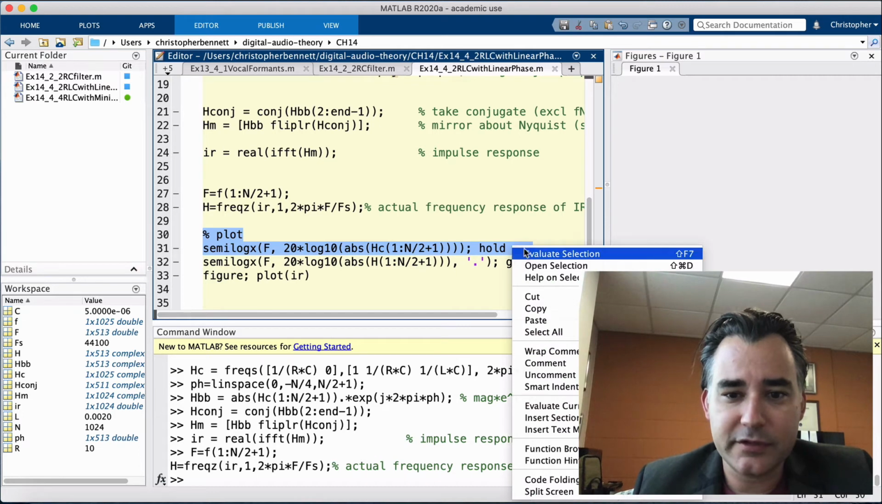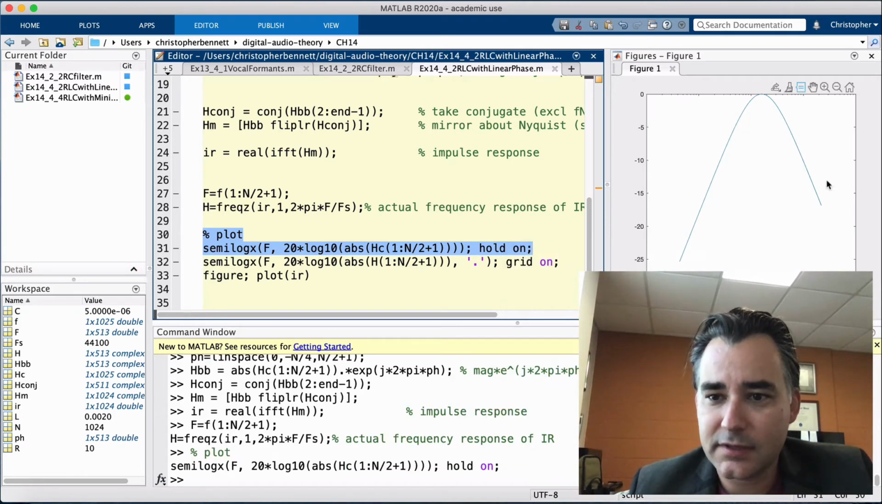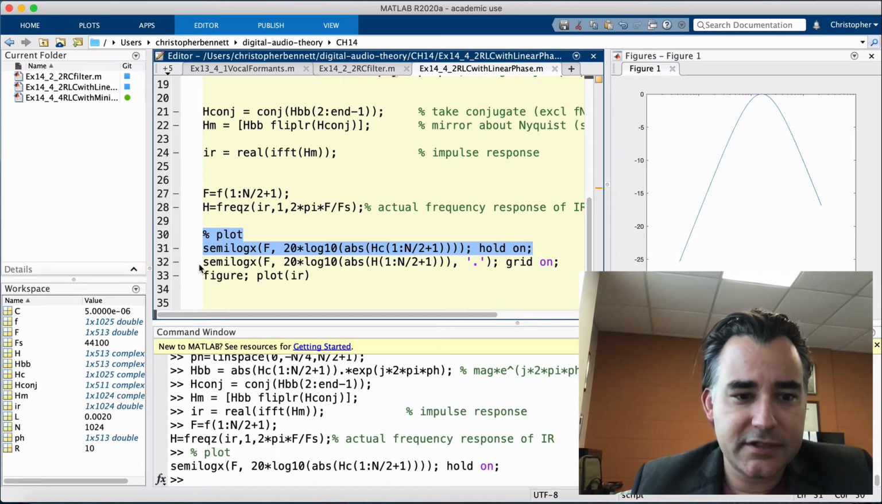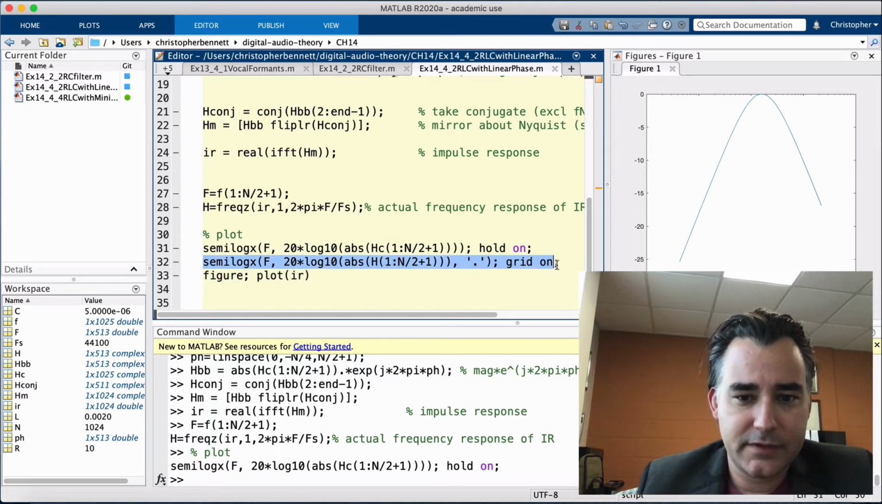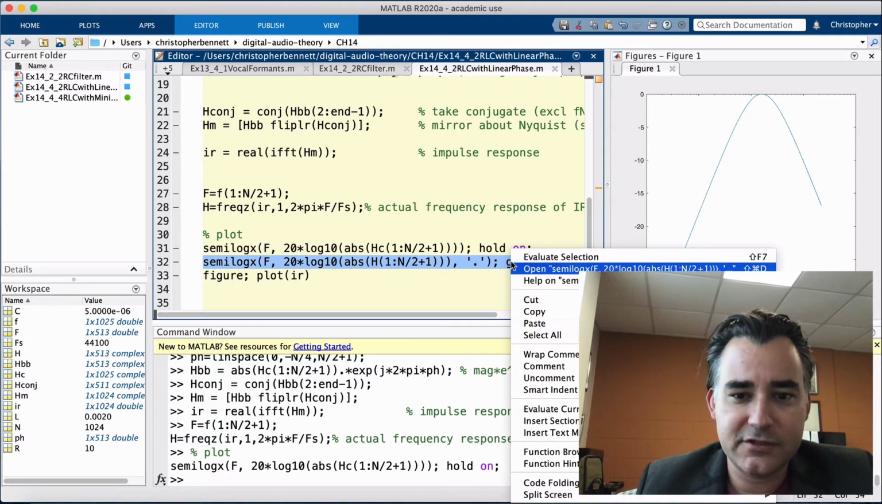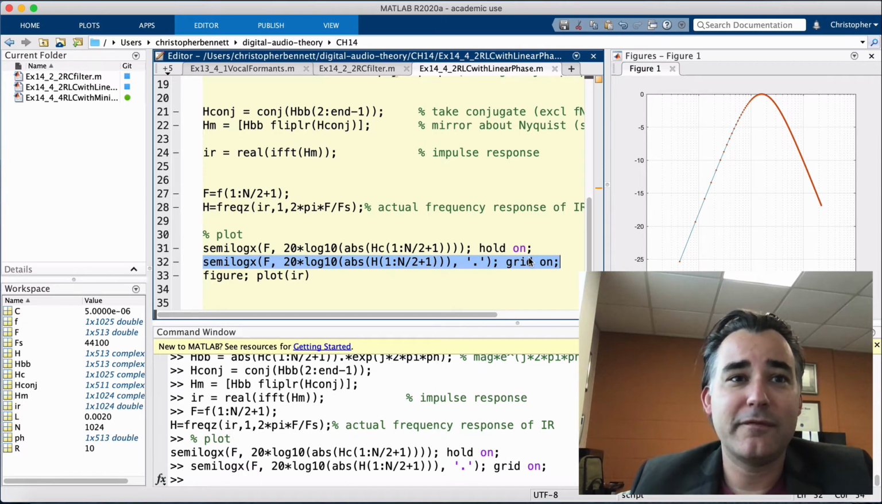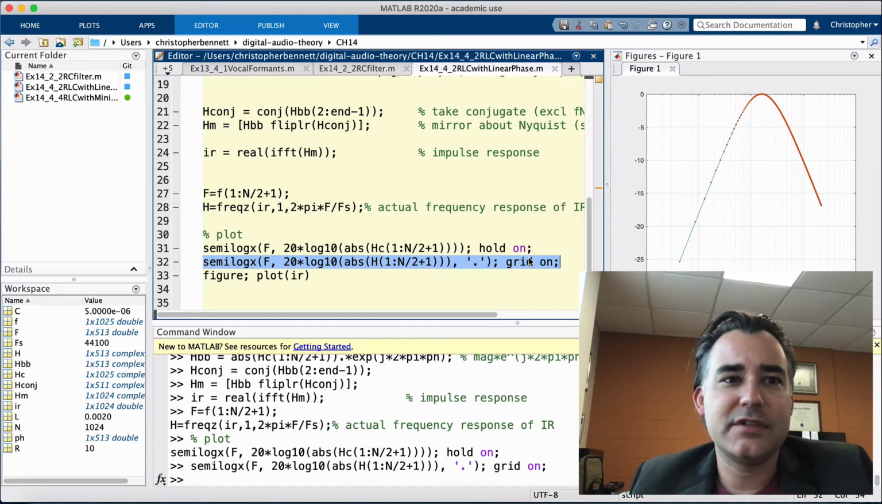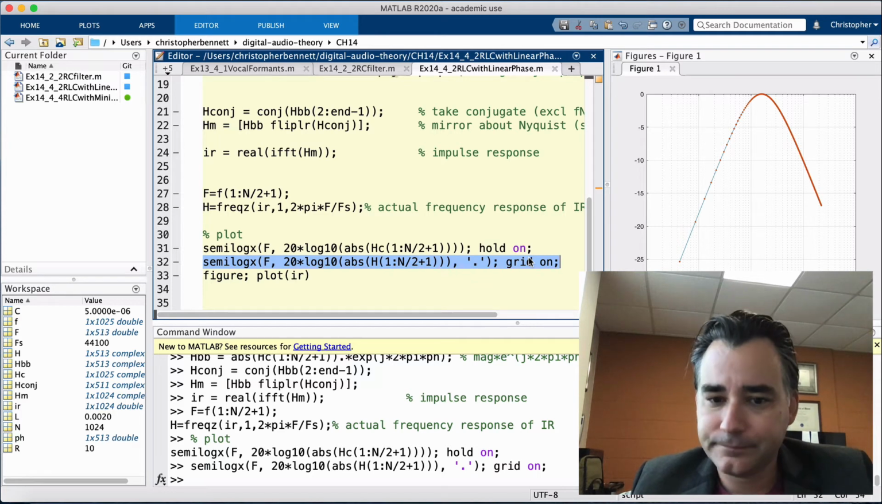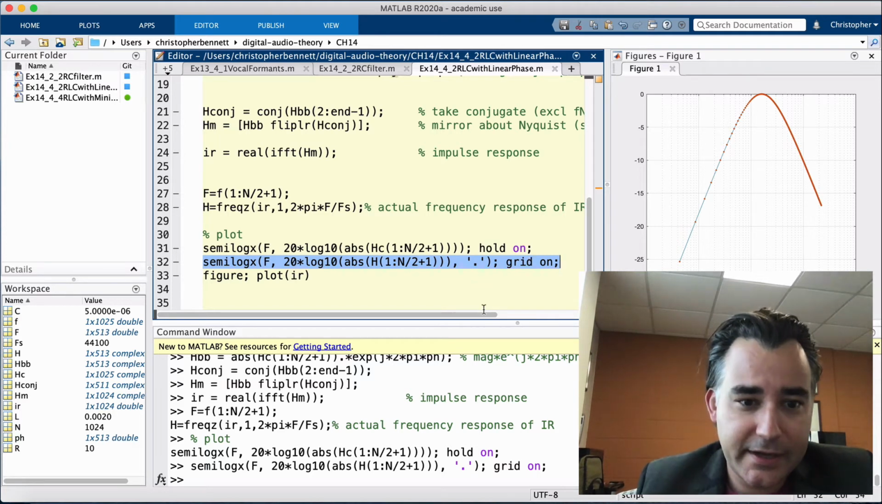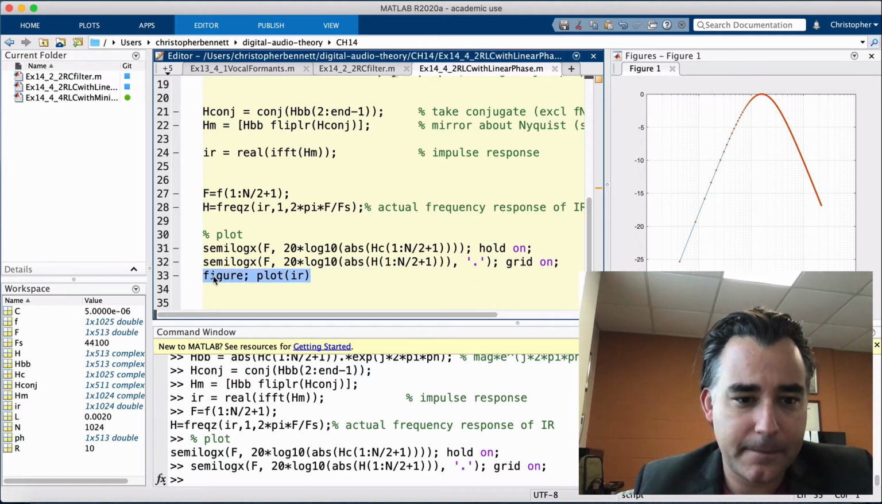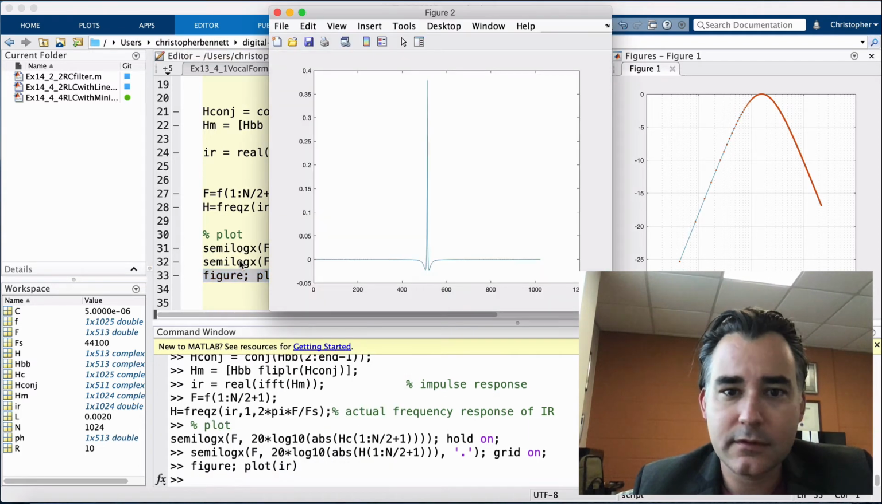Now let's first plot the analog prototype. There it is, continuous. Let's also plot the digital model on top. Look at that. We can verify that these do indeed match. Looking great. And let's take a look at the IR for this. There you have it. A symmetric linear phase FIR filter.